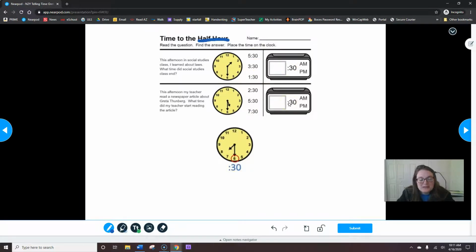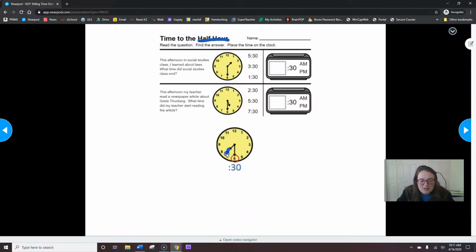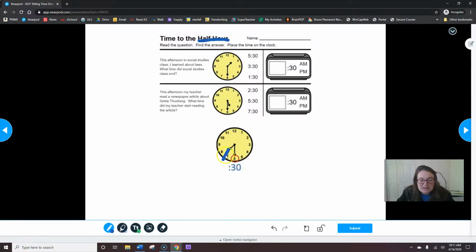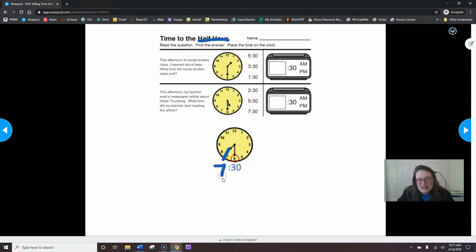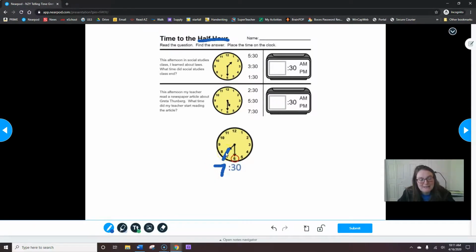So what we really need to look at for this one is where the little hand is. When you look at where the little hand is, it's between the 7 and the 8. It didn't cross the finish line for 8 yet, so it's still at 7. So this clock down here shows 7:30, not 8:30. It didn't get there yet.